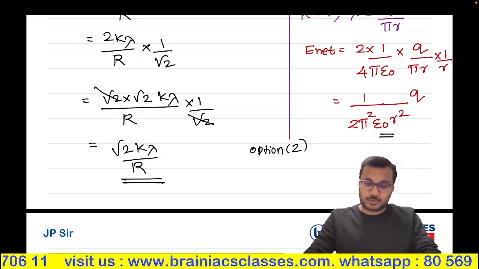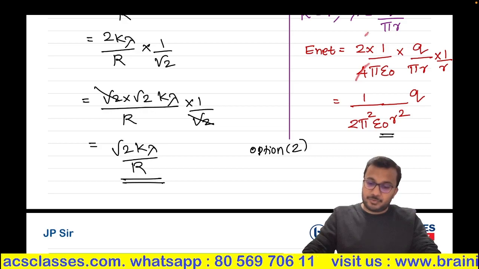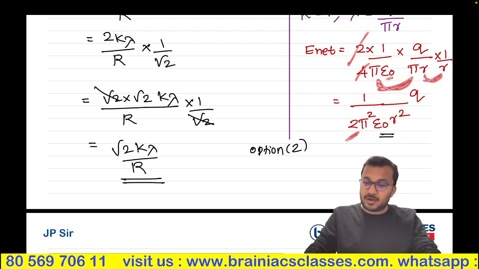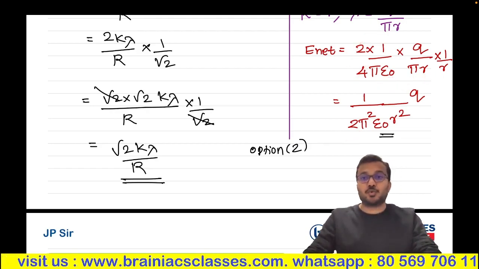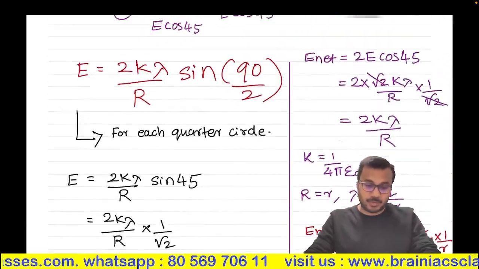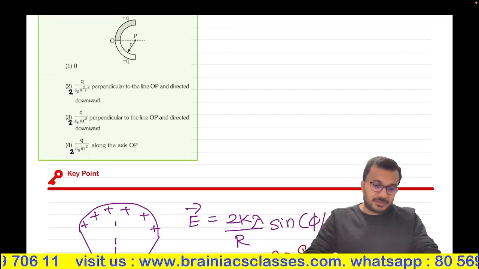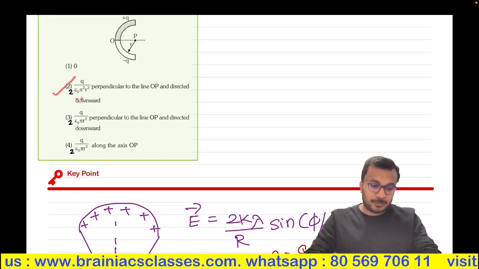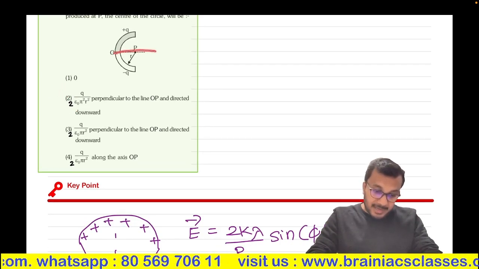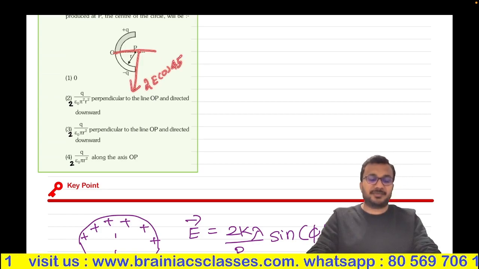So 2 pi square epsilon 0 r square. If 4 and 2 cancel, the balance is 2 pi into pi epsilon 0 r into r, so 1 by 2 pi square epsilon 0 r square. That is correct. That matches option number 2, I guess. Let me see. Option number 2: yes, it is q by 2 epsilon 0 pi square r square, perpendicular to the line OP and directed downward. This is actually our 2E cos 45. Yes, this is the correct answer.